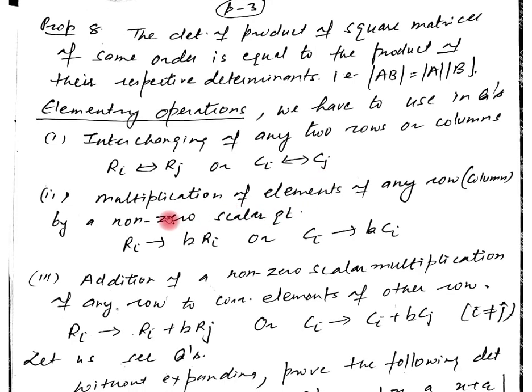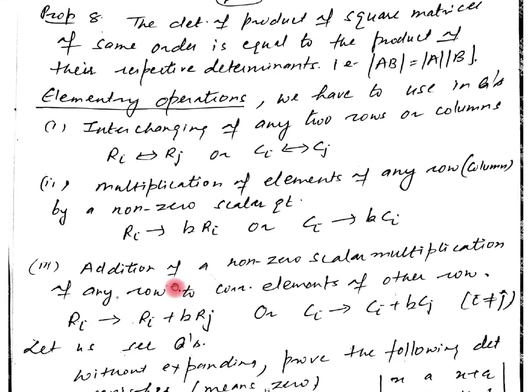Then the second is the multiplication of elements of any row or column by a non-zero scalar quantity, which will be written as Ri operating to k into Ri. If we are multiplying the elements of any row or column by a scalar quantity, then it can be written as Ri. i may be any value of the determinant. It may be the first row, the second, or the third row, because in our question we are having only determinants of order 3. So Ri is operating to k into Ri, or Ci is operating to k into Ci.